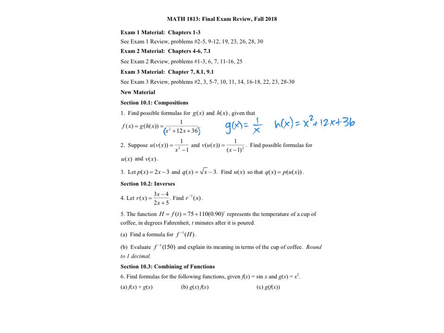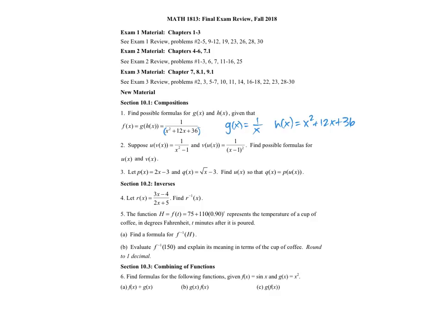The next one, suppose that u of v of x is 1 over x squared minus 1, and v of u of x is that one. Find possible formulas for v of x and u of x. Okay, so let's see here. So when I'm looking at this, my first thought is maybe I could do the same thing I did before and let v of x be x squared minus 1 and u of x be 1 over x. But then that doesn't seem to work out.